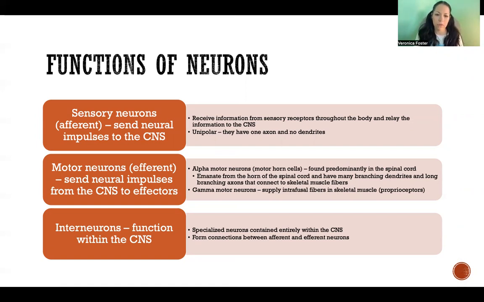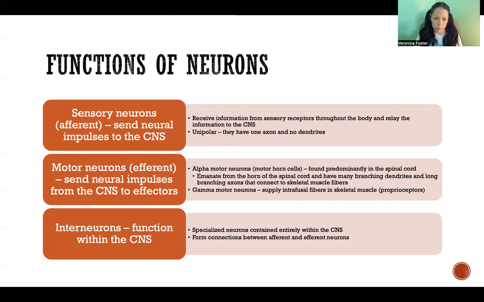Motor neurons or efferent neurons are going in the opposite direction. They're sending neural impulses from the CNS, the central nervous system, out to the effectors, meaning muscles and glands. Effectors are the organs in the body that are capable of receiving motor commands from the central nervous system and taking some kind of action.